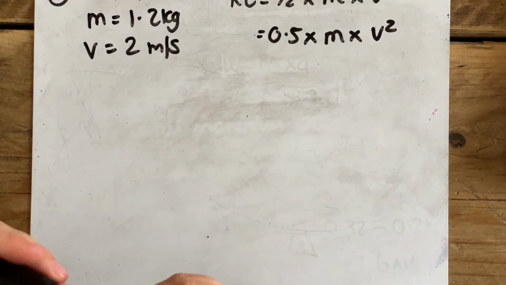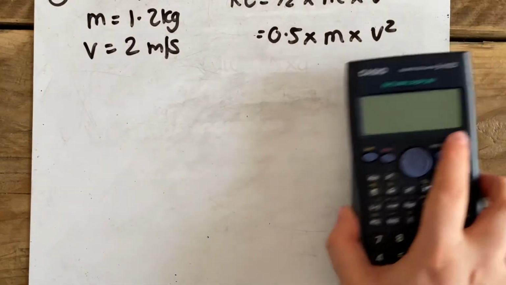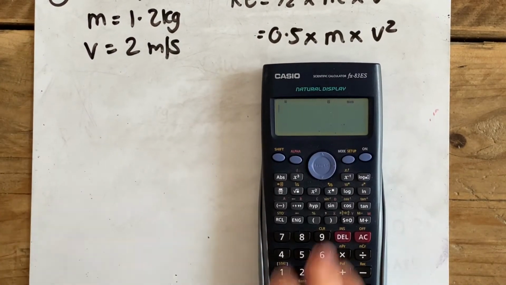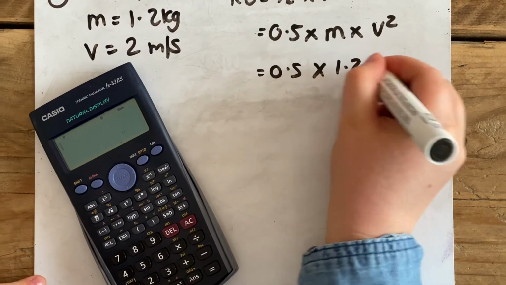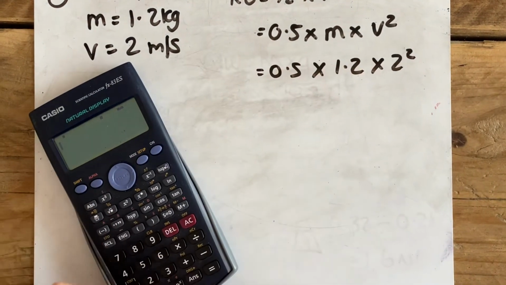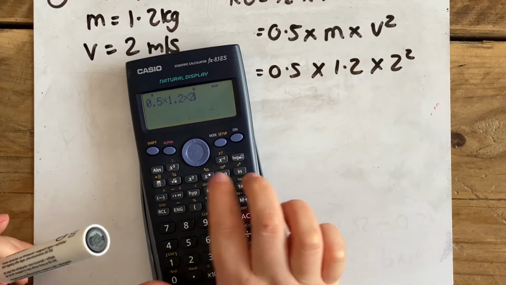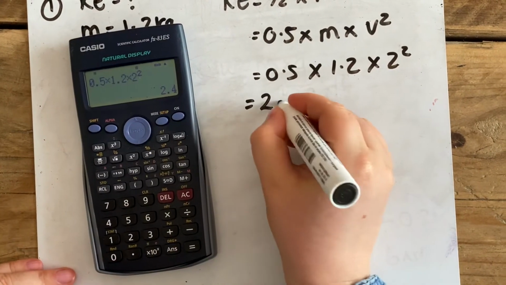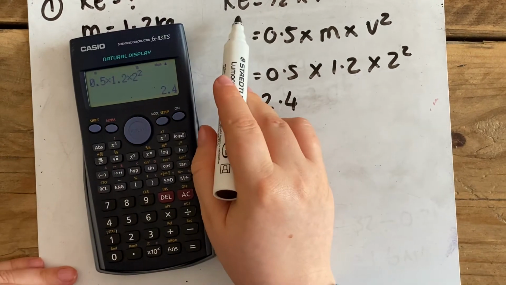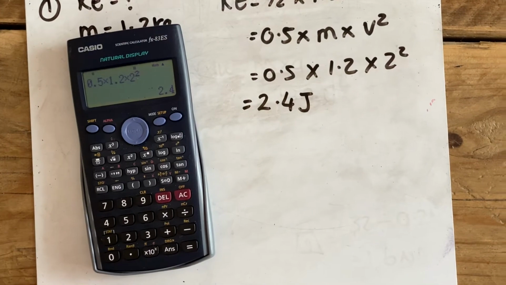So all I need to do now, I don't need to rearrange it, and I don't need to convert any units, so I can just put that straight into my calculator. It's going to be 0.5 times 1.2 times 2 squared. And that gives me an answer of 2.4. Now kinetic energy is a form of energy, so my units for my answer should be joules.